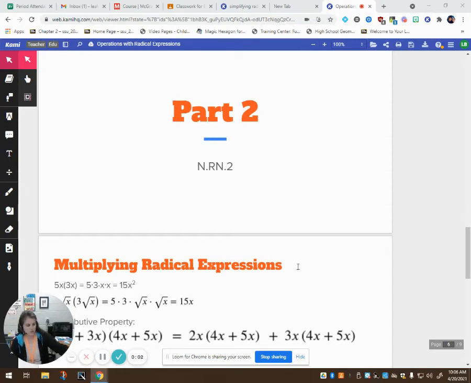Hey guys, welcome back to part 2 of operations with radical expressions. We're going to jump right into this and look at how to combine like terms using the distributive property and things like that.